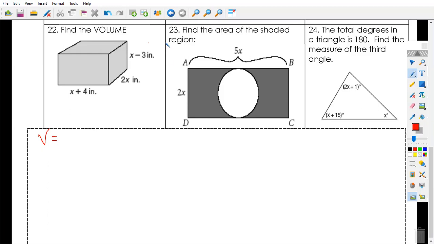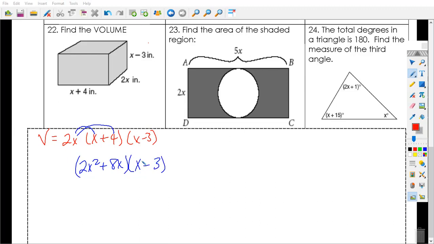All right, here we go. So volume here, I have my length, my width, and my height. So I'm multiplying all three. So we have 2x times x plus 4 times x minus 3. When I say work from left to right, you can only multiply two things at a time. So left to right, we're doing 2x times x, which is 2x squared, then we have 2x times 4, 8x. And now I'm down to this.